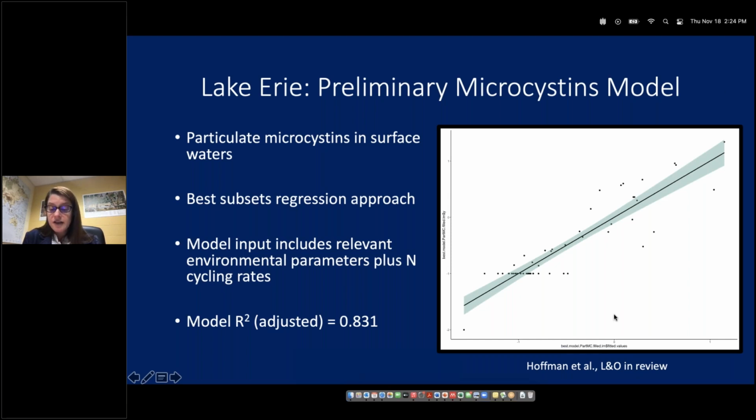So on the x-axis is showing the predicted value, and on the y-axis is the actual value. And there's a really strong correlation here, and so we get an R squared of 0.831. And I'd say that's pretty darn good, particularly in the world of microcystin. And again, this is all in review at LNO now, so we'll see what happens.